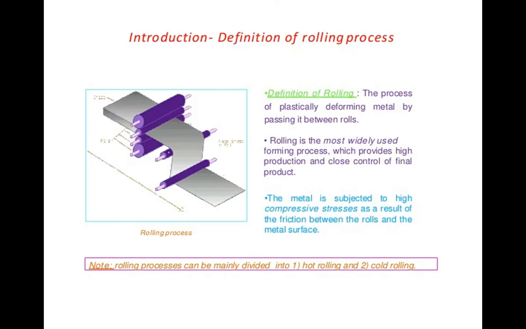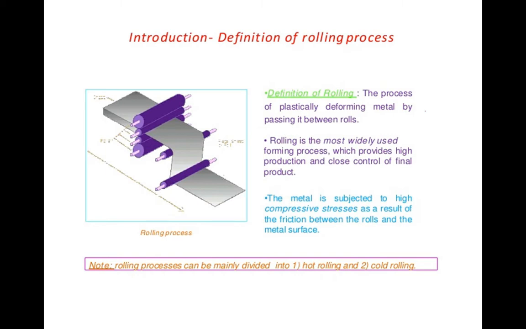A number of rollers are used. This is the sheet. The thickness of the sheet is more at this end, but as you observe, the thickness of the sheet goes on reducing while it passes through the number of rollers. So that is the rolling process.